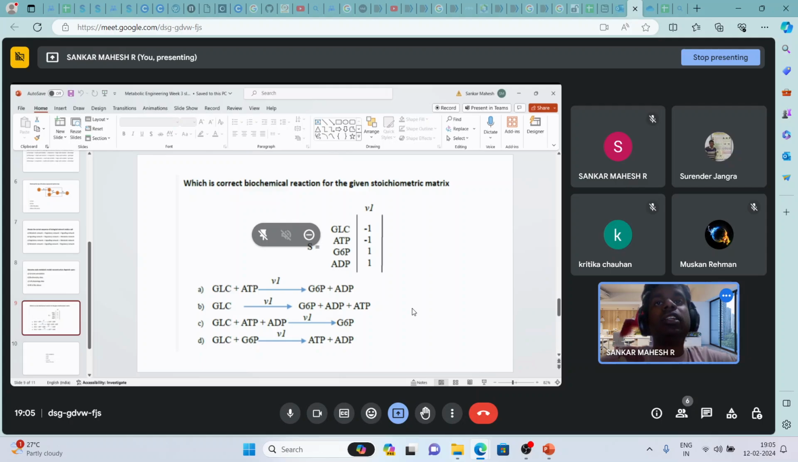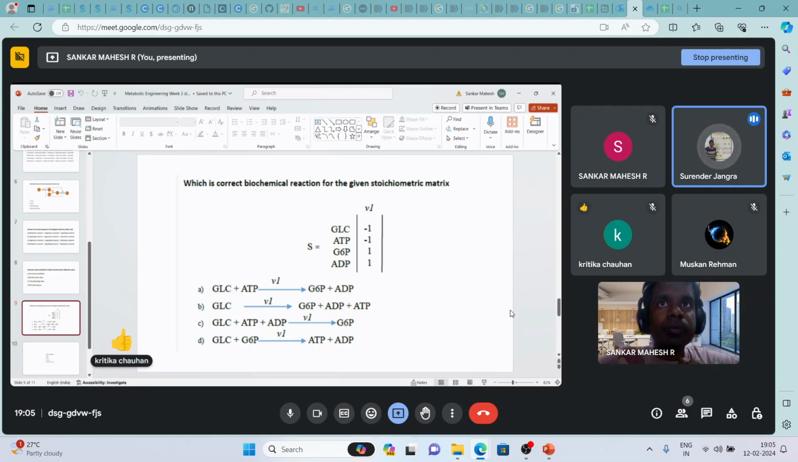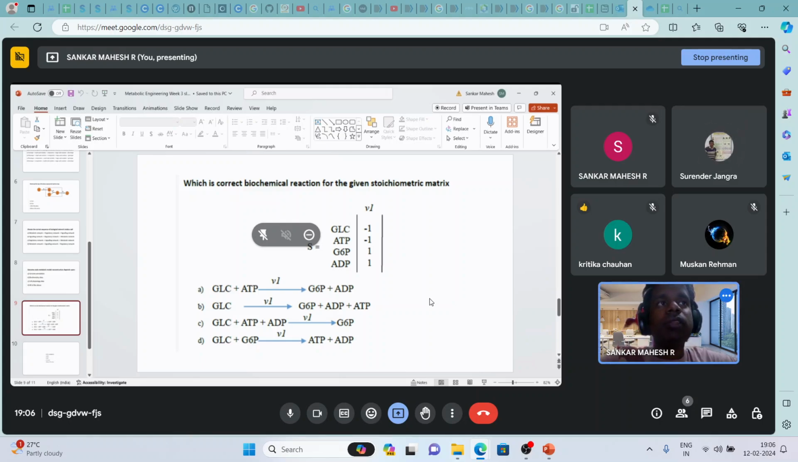So in any reaction, the products that are being produced are given a positive sign and the reactants that are being consumed are given a negative sign. Was that clear? Okay. So reactants are given negative and products are given positive. Yeah.